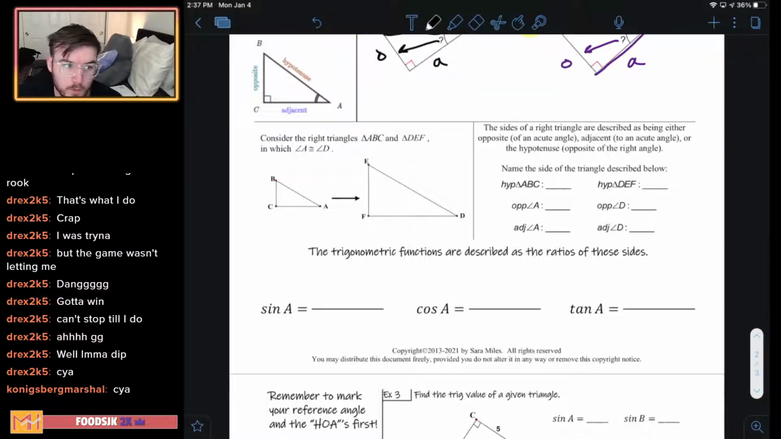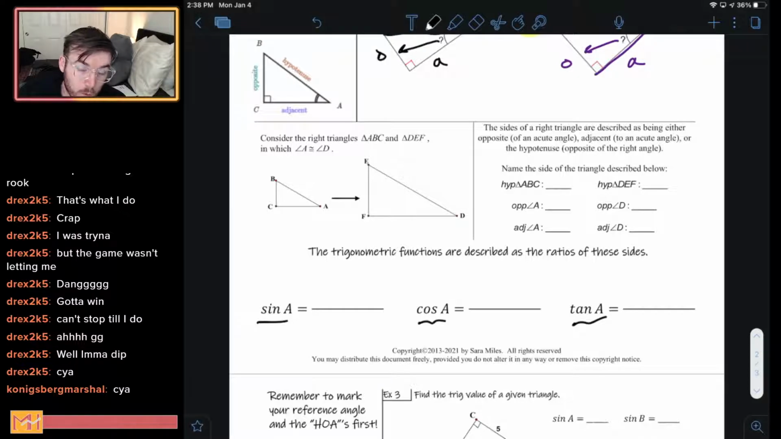So, why do we care? What's the significance of opposite, adjacent, and hypotenuse? Well, that's the foundation of trig functions, of trigonometric functions. That's what these are. These functions are something specific we use for right triangles.